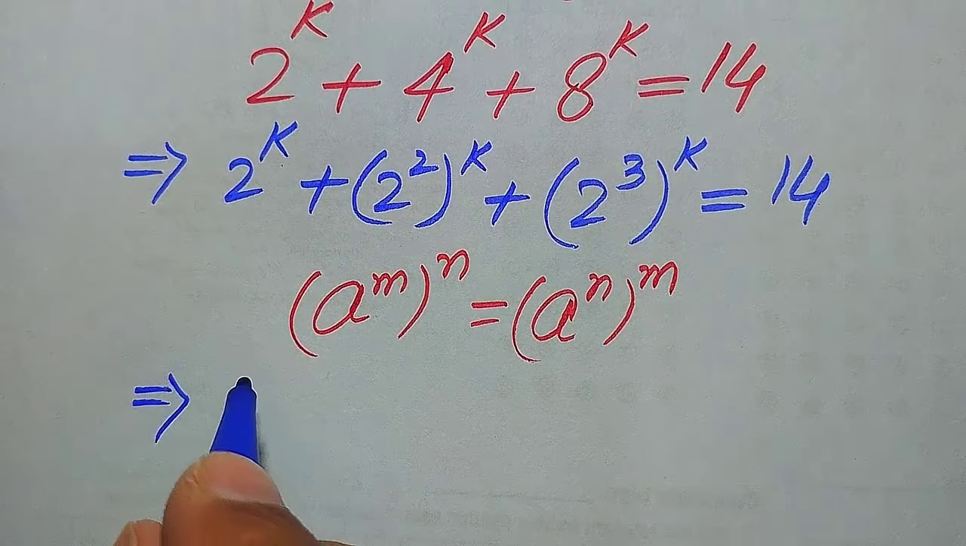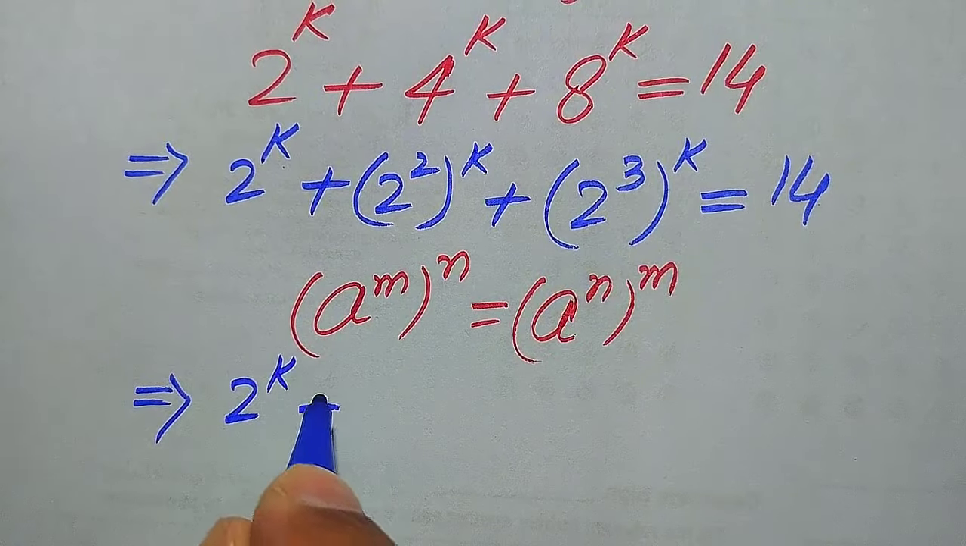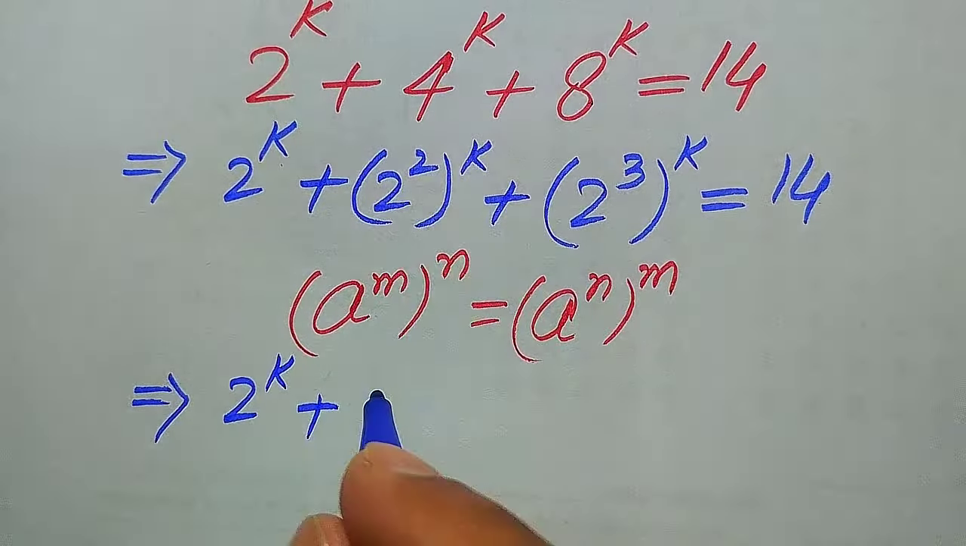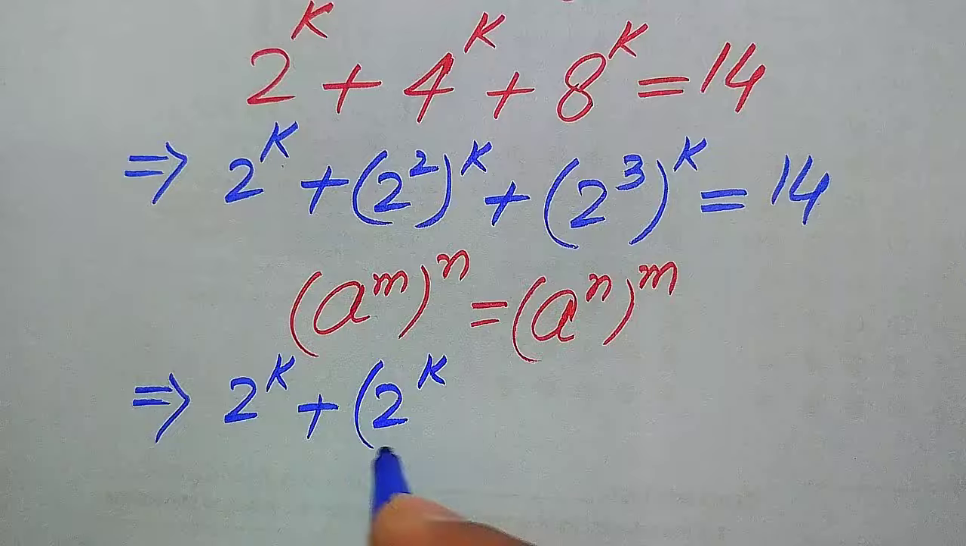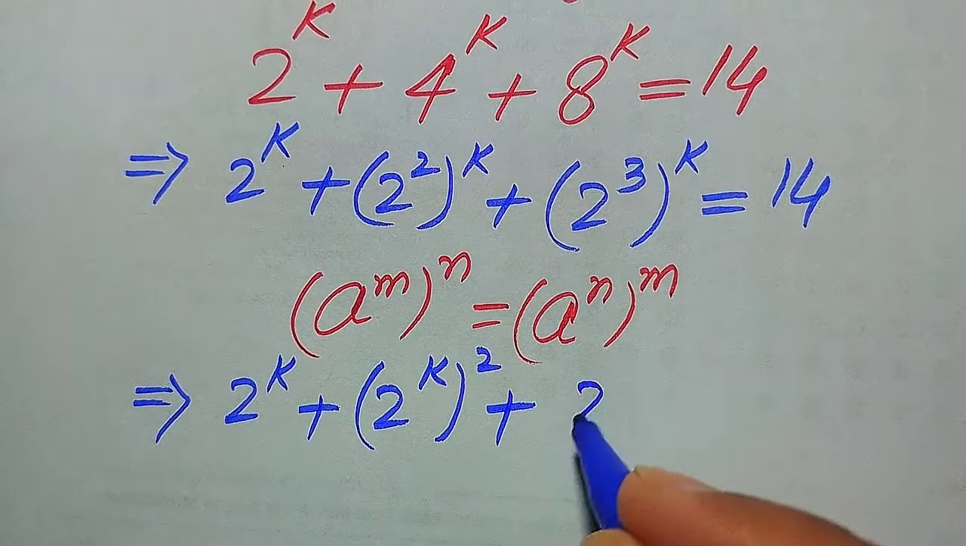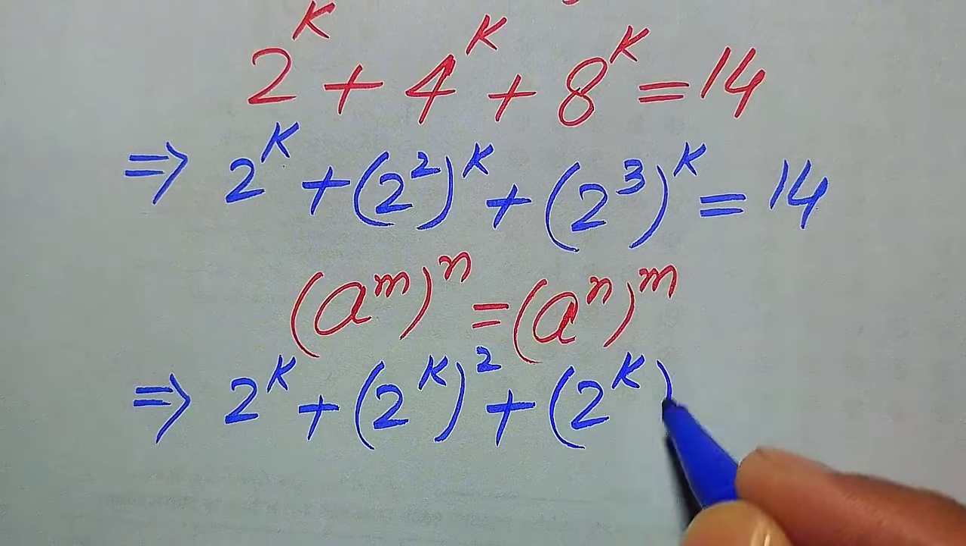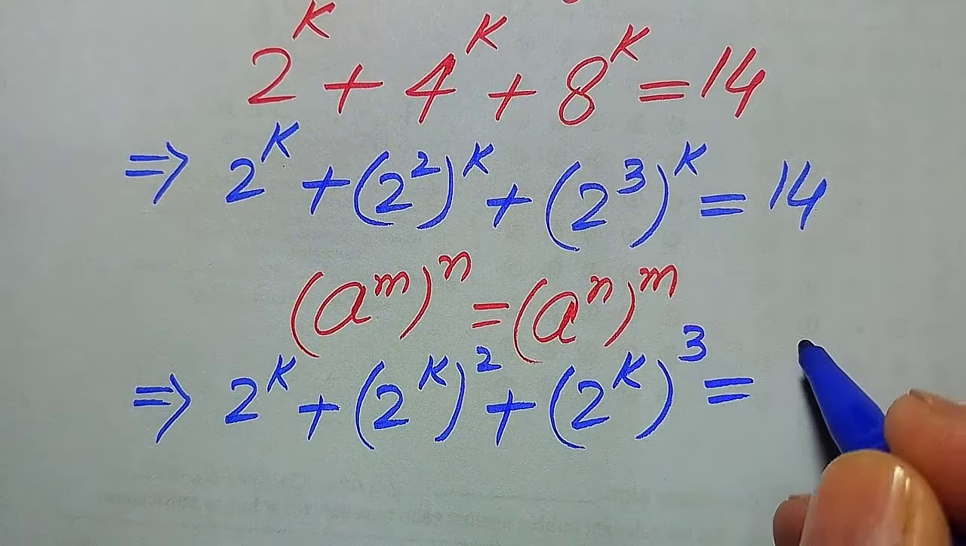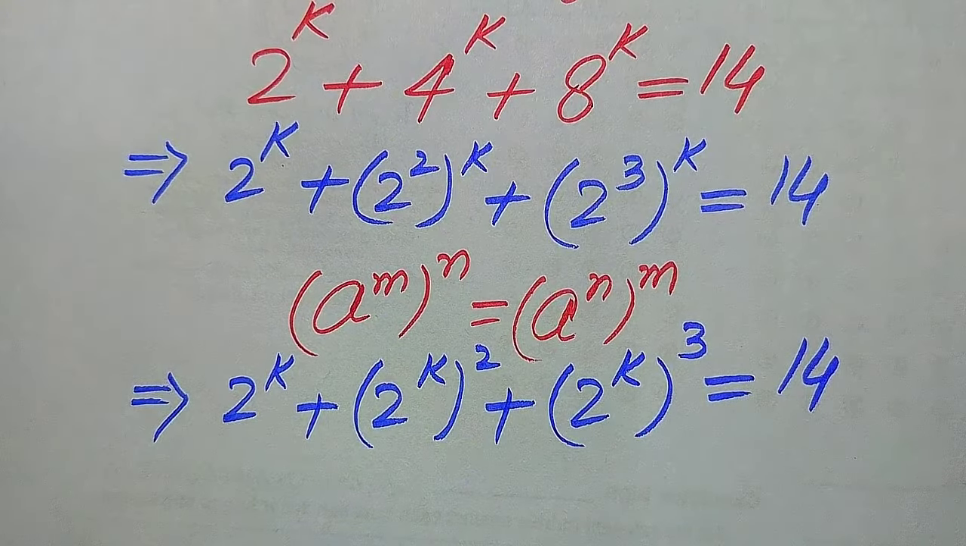So here we have 2 to the power of k plus, when we interchange these two exponents, it becomes 2 to the power of k and its whole square, plus when we interchange these two exponents, it becomes 2 to the power of k and its whole cubed is equal to 14.